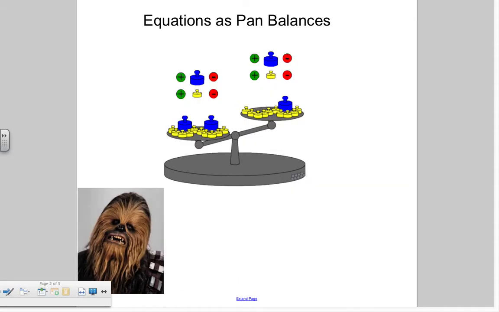Okay, let's move on. Next page, we're going to look at Chewbacca giving us some advice, and he's saying equations can be looked at like pan balances. So let's see how Chewie would say that.